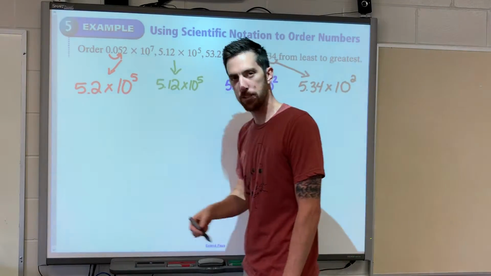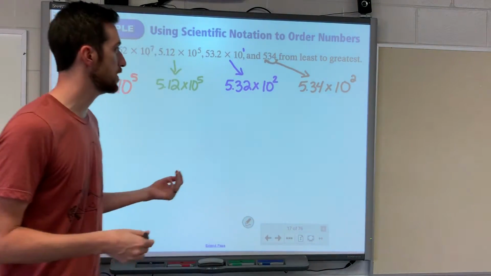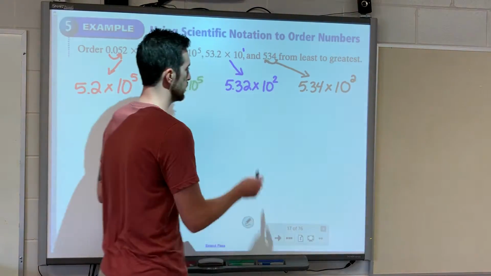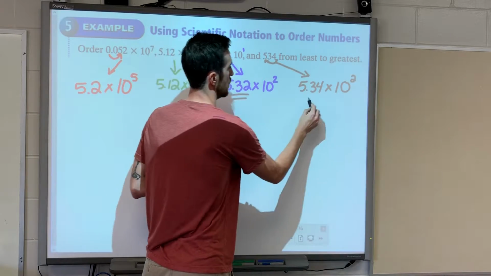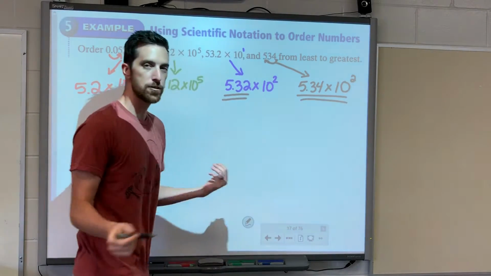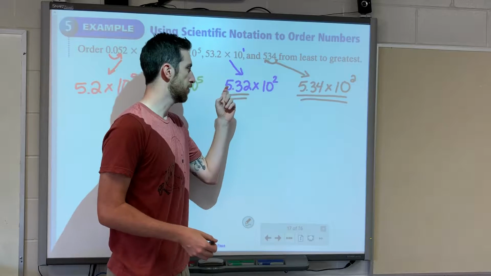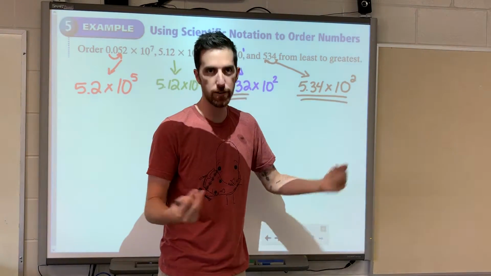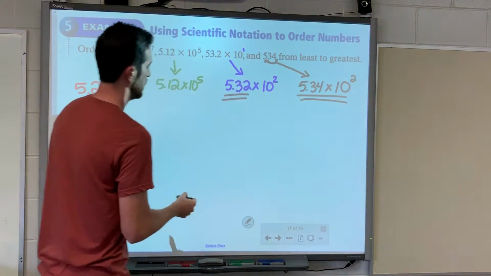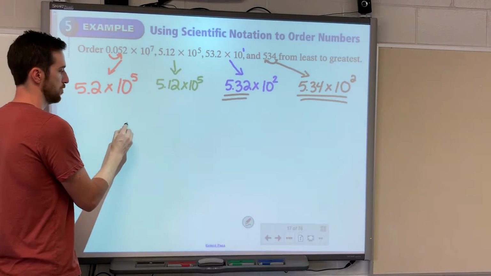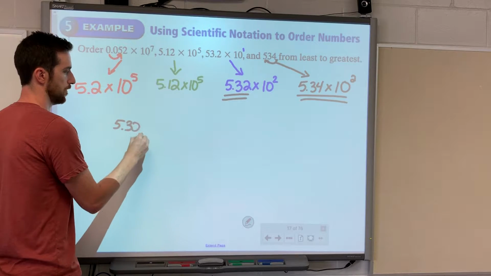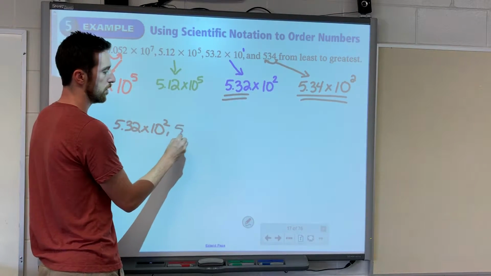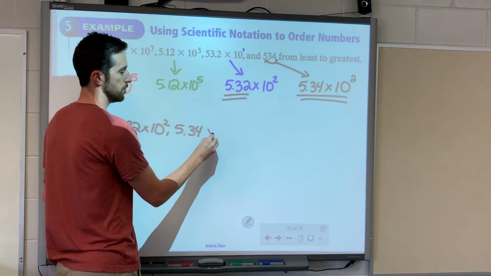So if we were then to put these in order from least to greatest, let's look at the exponents first. These two have an exponent of 2. So those will be our smallest ones. So look at the decimals then, 5.32 or 5.34. Which one was the smallest? 5.32. So we'll say 5.32 times 10 to the 2nd. Then we've got 5.34 times 10 to the 2nd.